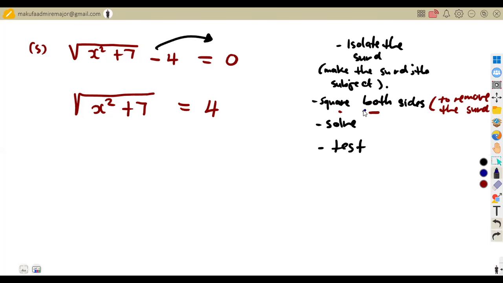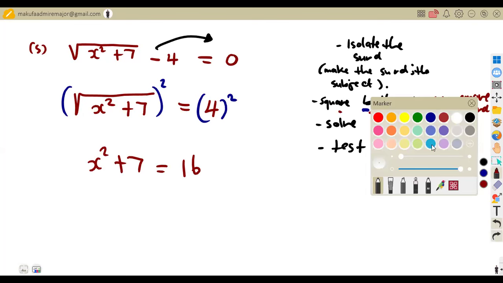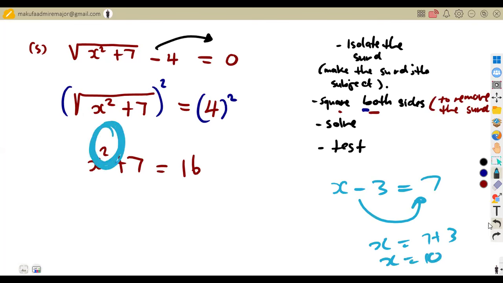Square both sides now. To remove the square root, we are going to square here, we square here. So we are left with x squared plus 7, that is equal to 4 squared, which is 16. Like I said, the type of equation that we are obtaining is different from the one that we had before. Before we were obtaining linear equations, x minus 3 is equal to 7. You just have to transpose this, x is equal to 7 plus 3, which is x is equal to 10. It's a linear. This one is now a quadratic equation, meaning to say we are going to obtain two solutions there.